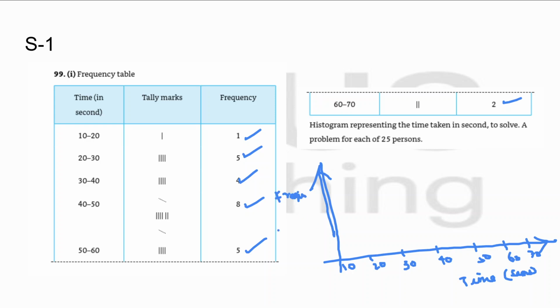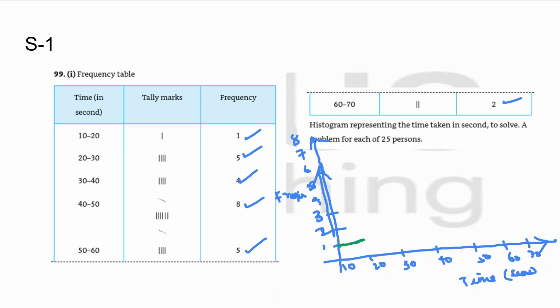Y-axis is frequency. Take a look at the count, the maximum is 8. So we can have 1 unit representing 1 unit division: 1, 2, 3, 4, 5, 6, 7 and 8. I am just drawing approximately. We will see the detailed, precise solution also. 10 to 20 is 1, so mark it like this. Let's mark with a different color.